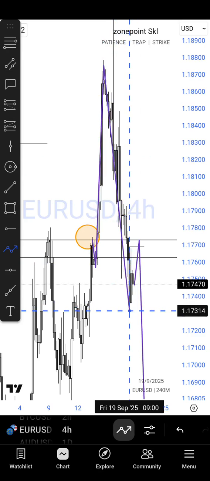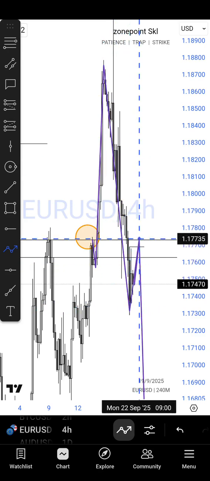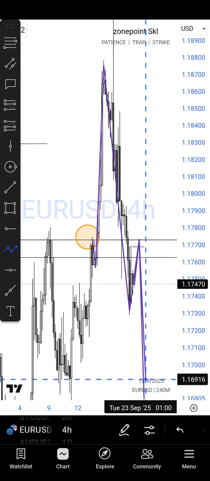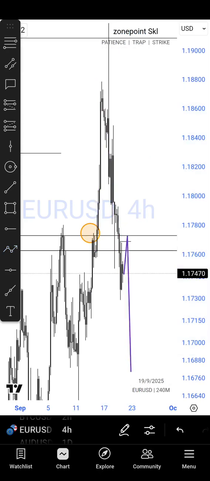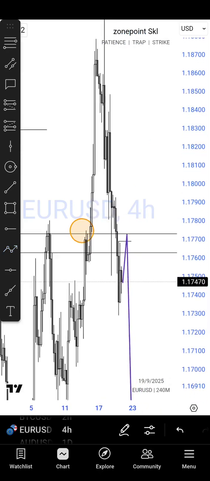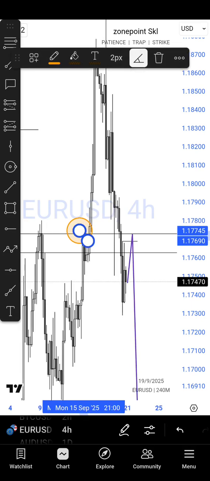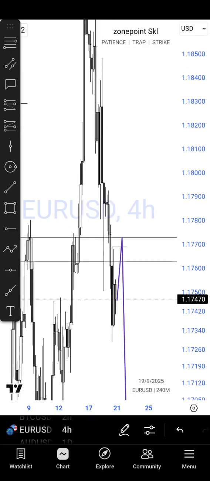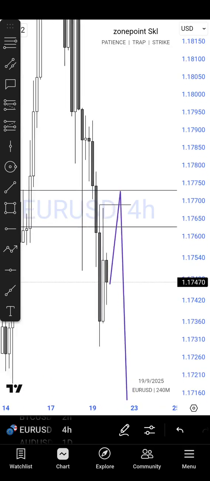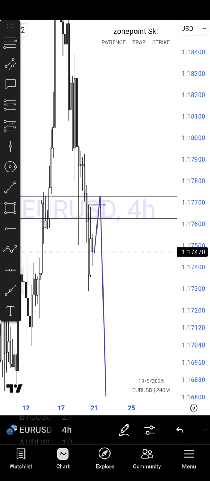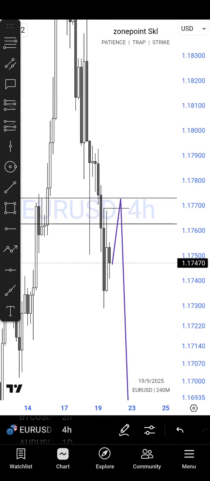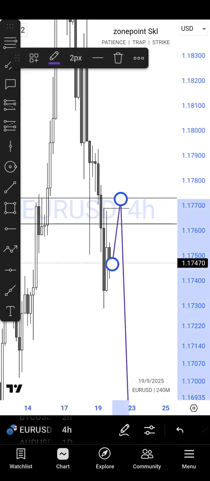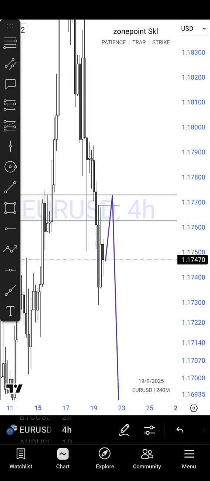So I'll be expecting price to do what? Use this level before price starts doing what? Coming down. This is just the illustration I just explained. So now, knowing that this is a liquidity, let me just zoom in. This is a liquidity I'm expecting price to tap into and come down.